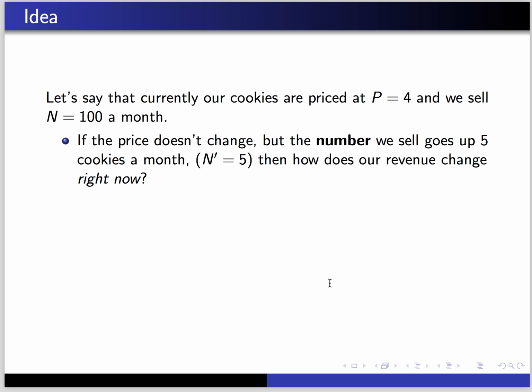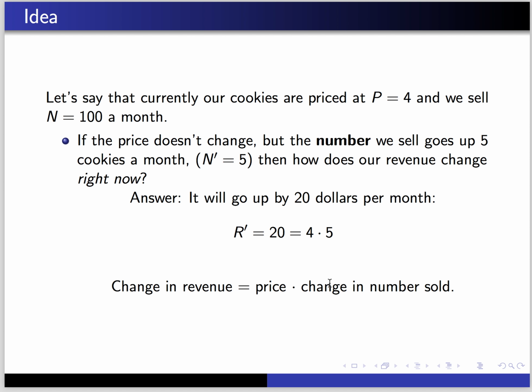And so if we're selling 5 more a month, how does our revenue change? Well, if we're going to sell 5 more cookies, they're $4 each, it's going to go up $20, right? 5 more cookies, $4, that's a change in revenue of $20, right? And so that's pretty reasonable.